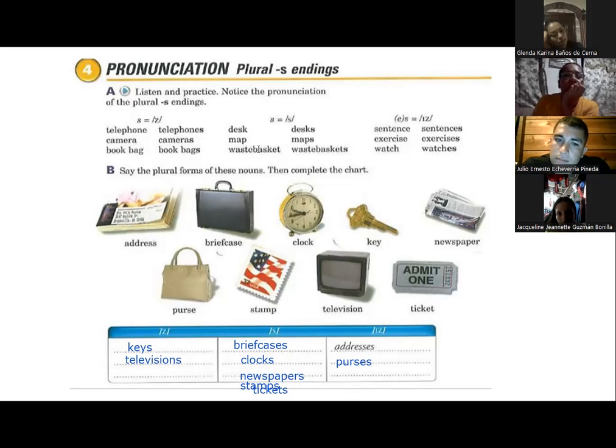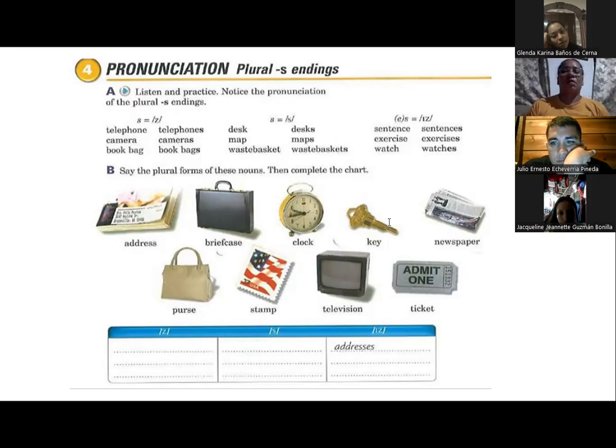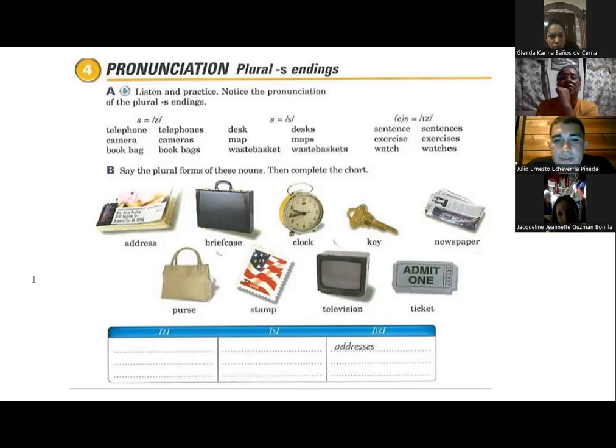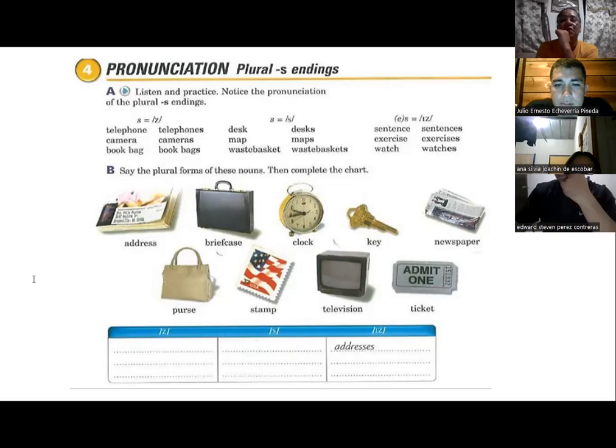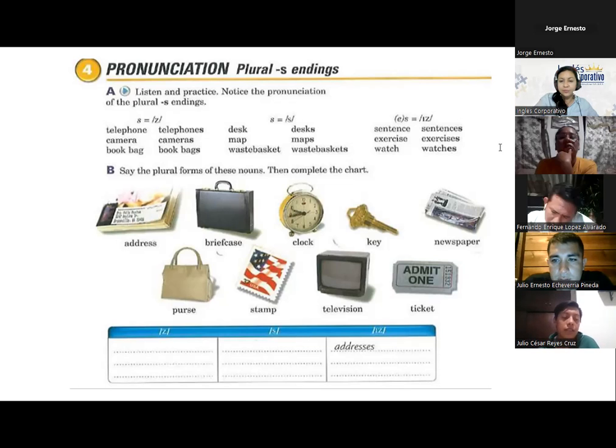Okay, I will say some words and you tell me the plural form. Okay, ready? Student. Students. Teacher. Teachers. Dictionary. Dictionaries. Photo. Photos. Eraser.